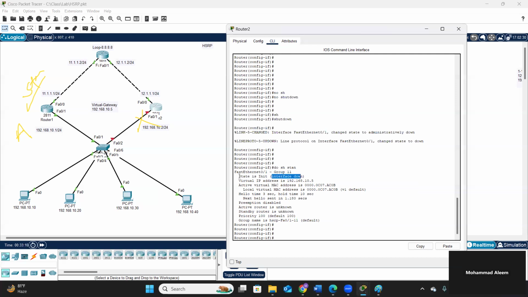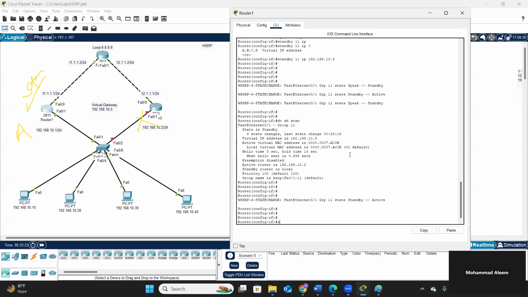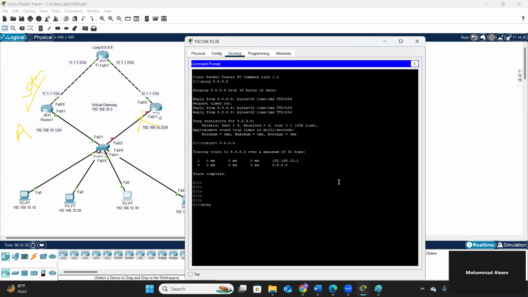The interface went to init state. Anyway, we'll discuss what the states are. The interface went to init state. Now on this router, show standby. This router has become the active router. Ping 8.8.8.8. Now we are able to reach our destination. Through which router? We can check here.